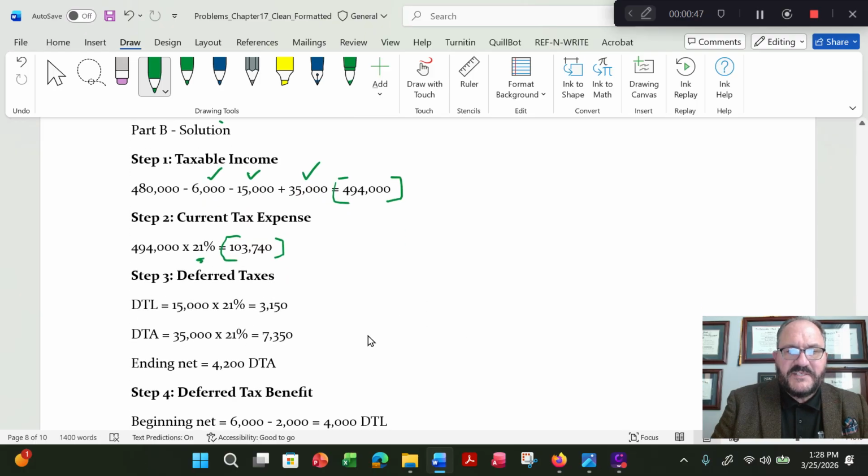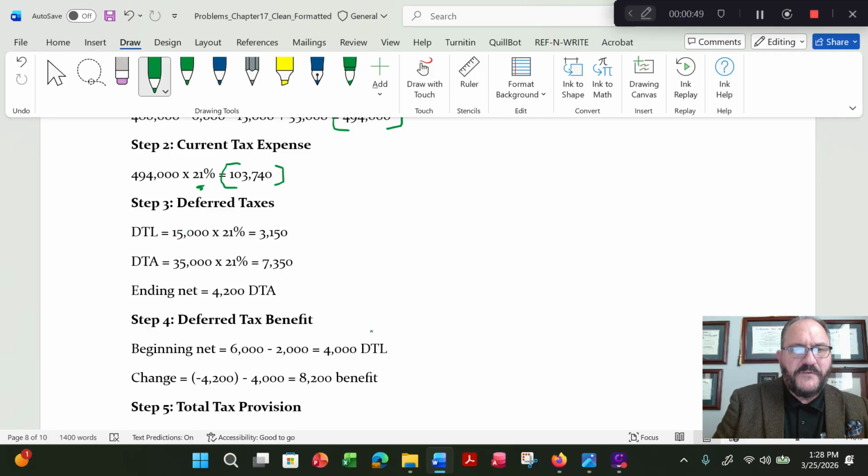Okay, now let's take a look at our deferreds. We had the 15,000 times 21%. This is deferred tax liability of 3,150. But then we had a deferred tax asset of 7,350. Okay, so net we have a $4,200 deferred tax asset.